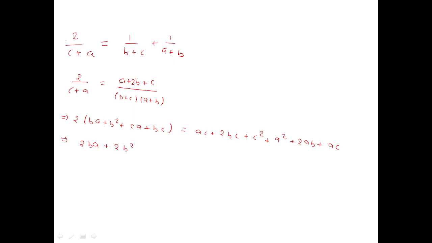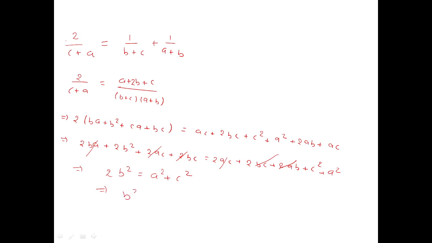Plus 2b square plus 2ac plus 2bc is equal to 2ac plus 2bc plus 2ab plus c square plus a square. Now you can see these all terms are cancelled out and we have 2b square is equal to a square plus c square.